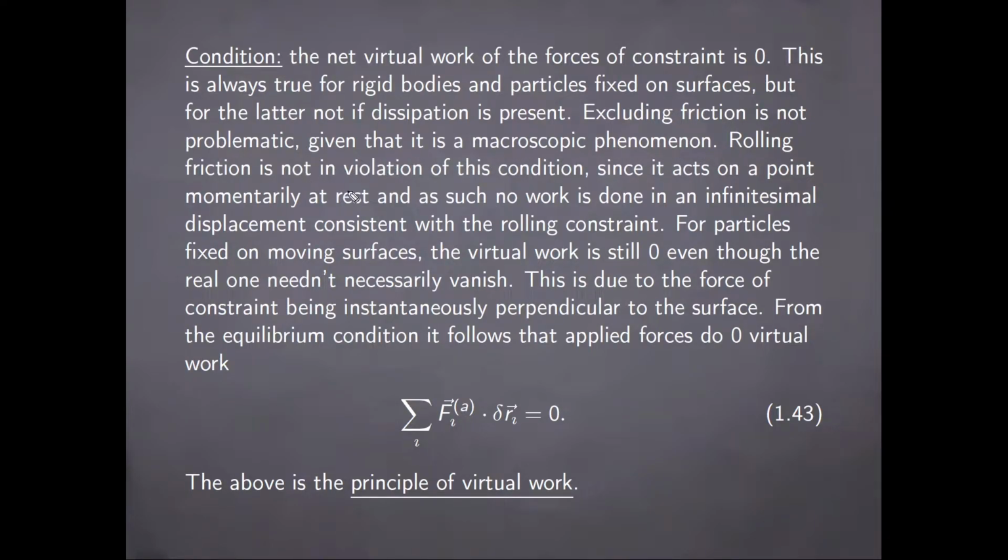Rolling friction is not in violation of this condition, since it acts on a point momentarily at rest, and as such no work is done in an infinitesimal displacement consistent with the rolling constraint. For particles fixed on moving surfaces, the virtual work is still zero even though the real one needn't necessarily vanish. This is due to the force of constraint being instantaneously perpendicular to the surface.